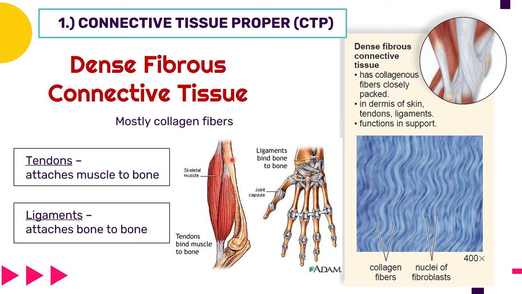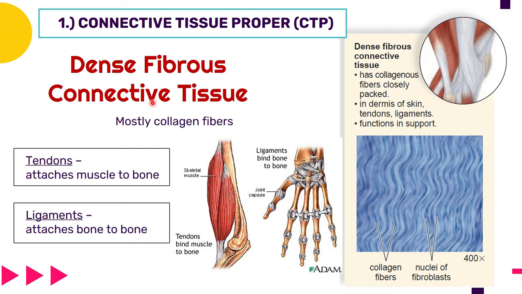Okay? And then the ligaments are also an example of dense fibrous connective tissue. The difference is that ligaments attach bone to bone. Since we have several types of bones, it connects bone to bone. It holds the bone in place. So that is the difference between the tendon and the ligament. Tendon attaches muscle to bone, while ligaments attach bone to bone. But both are dense fibrous connective tissue.